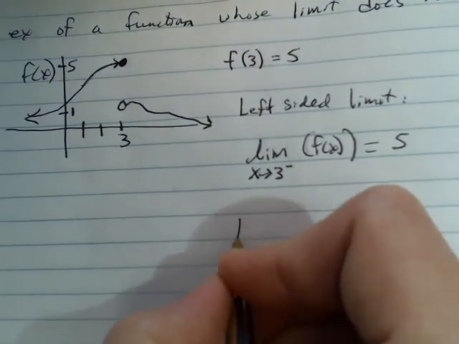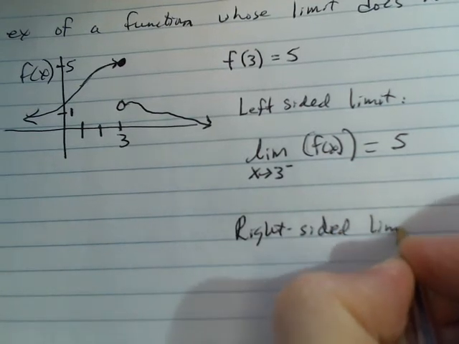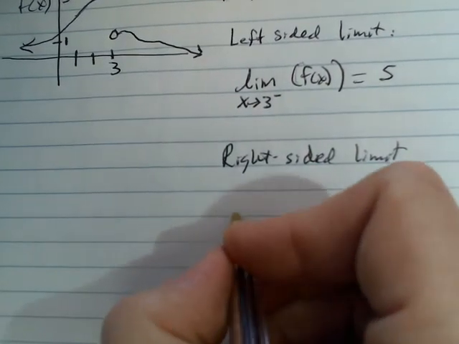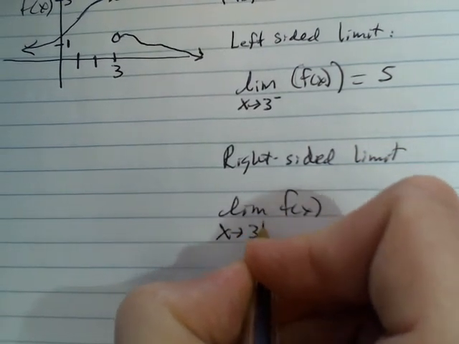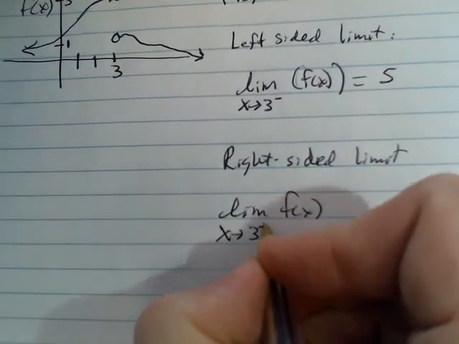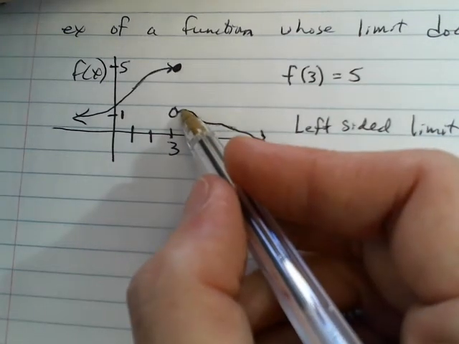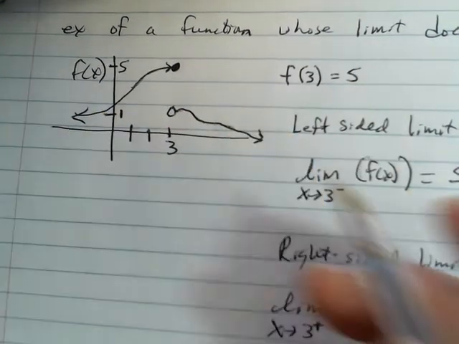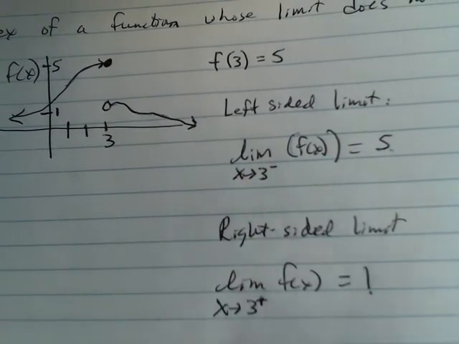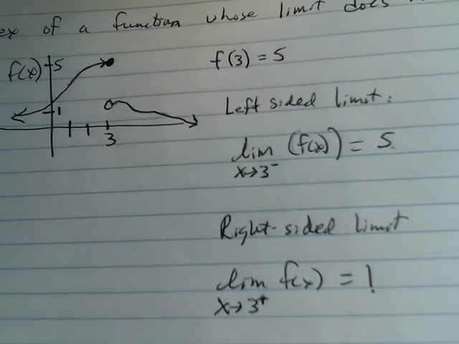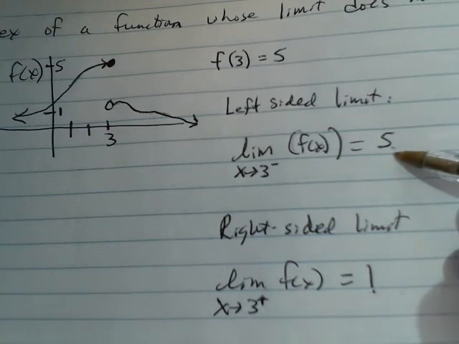But if we come in from the right-hand side, if we do a right-sided limit, we're going to write it like this. The limit of f of x as x approaches 3 from the right-hand side, that's the plus up here in this little exponent position, it means what are the y values getting closer and closer to as we're approaching 3 from the right-hand side? Well, these y values are equal to 1. So that limit equals 1. That limit equals 5.